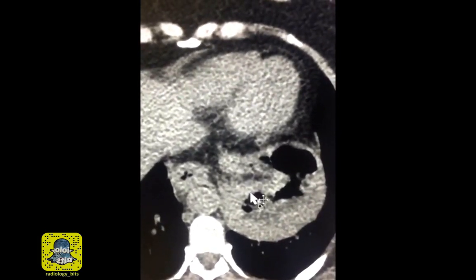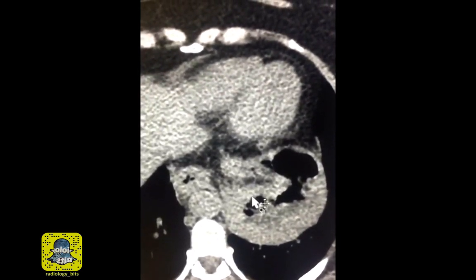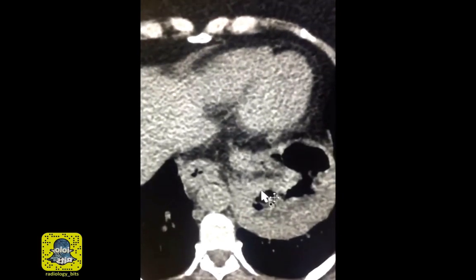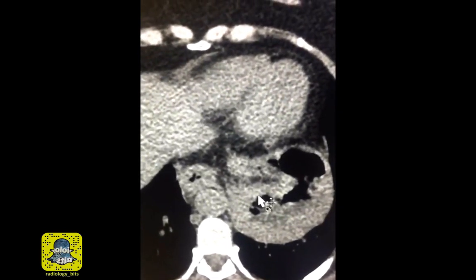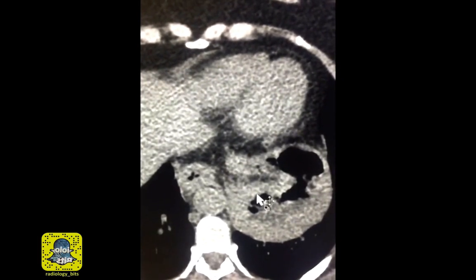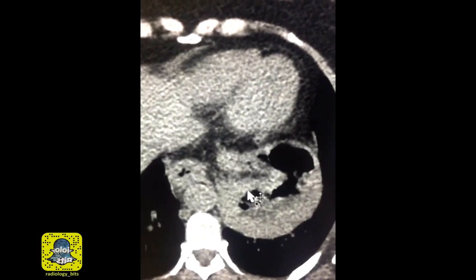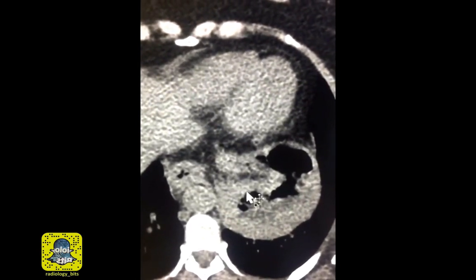Now, with this case, you don't see any feature that suggests obstruction, since the proximal esophagus is not really dilated. There are no fluid collections or fat mesenteric stranding within the mediastinum or upper abdomen. And most importantly, the patient was relatively asymptomatic, apart from reflux.